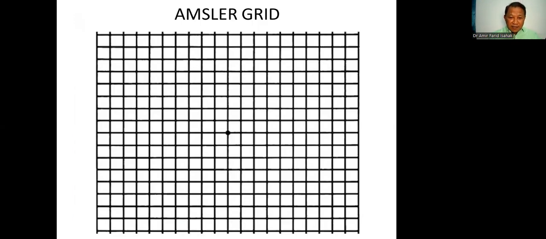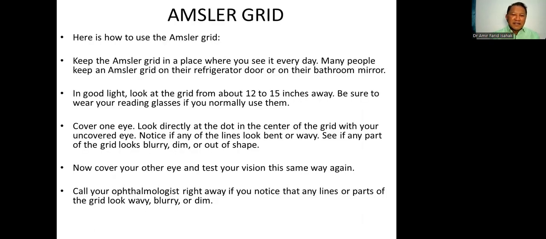Okay, so this is the Amsler grid that can help us monitor our vision as far as macular degeneration goes. So let's have some fun. Here's how to use the Amsler grid. Keep the Amsler grid in a place where you see it every day. Many people keep an Amsler grid on their fridge door or on their bathroom mirror.